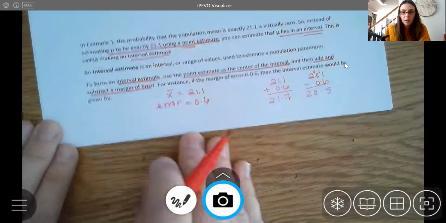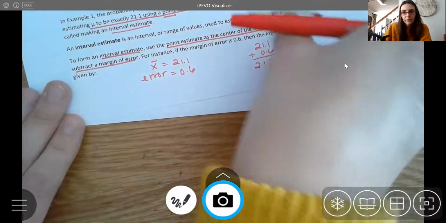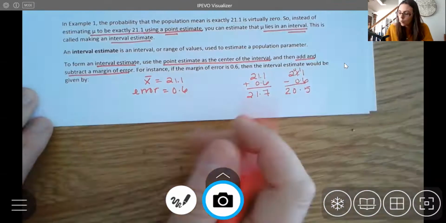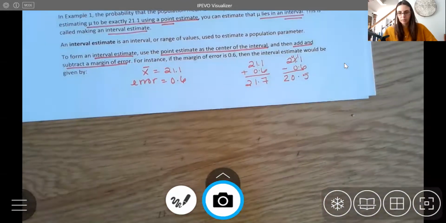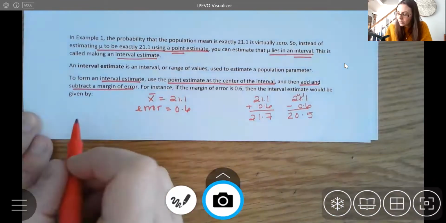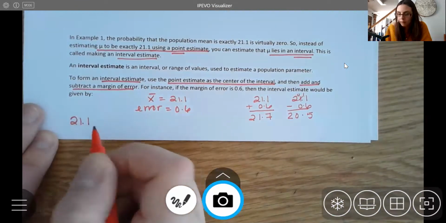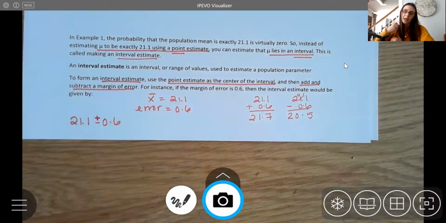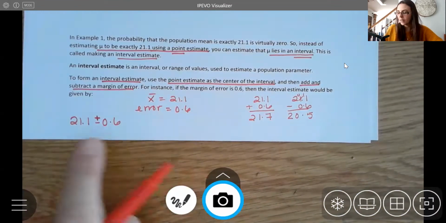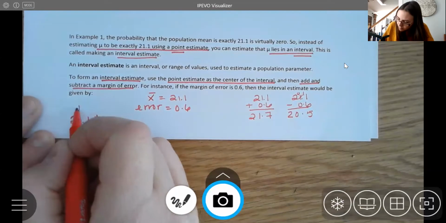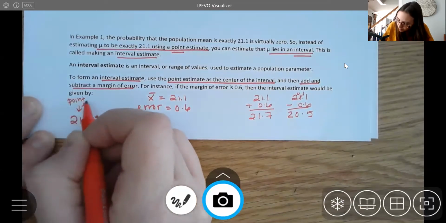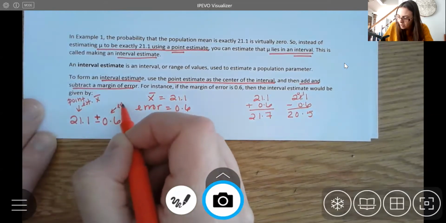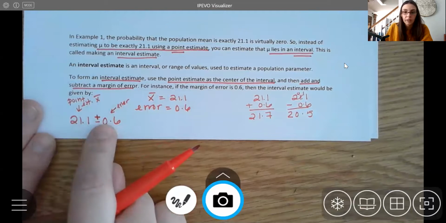There are a few different ways that you can write this. One way you can write your answer is to write that center point of 21.1, and then write plus or minus 0.6. This is a common way that you'll sometimes see intervals written, particularly in newspapers and on polling. They'll have that point estimate, which for our case is just that sample mean, and then you have an adding or subtracting of the error. So this is one way that you can write your answer.